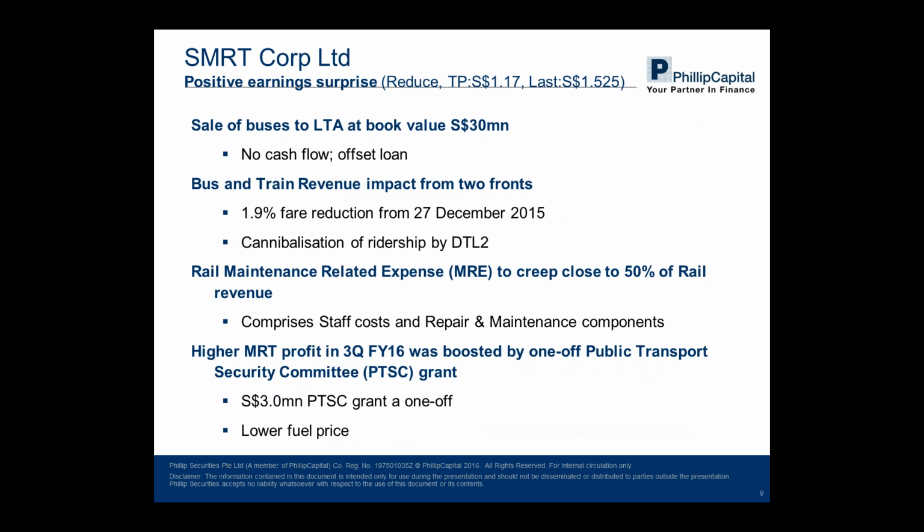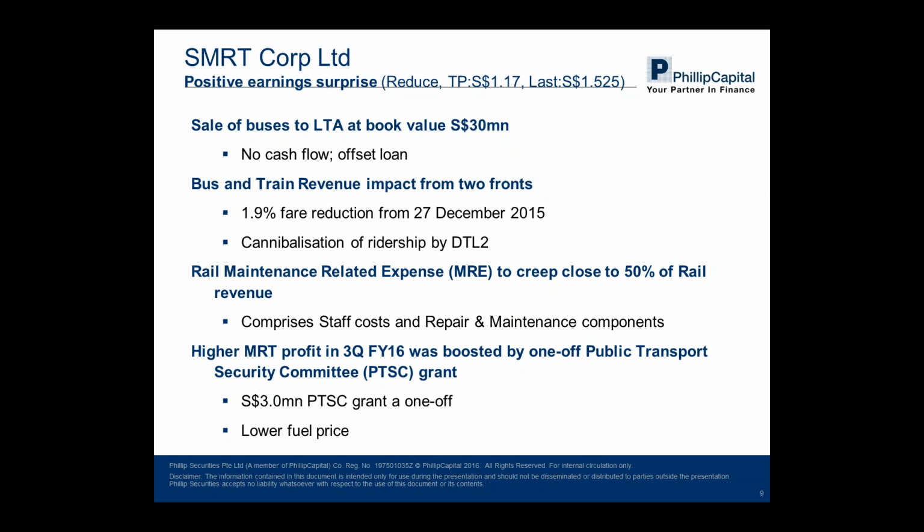Okay, so some of the bullet points for this SMRT is that they did a sale of buses to LTA in the fourth quarter. They sold about 110 buses, and this was at book value of 30 million. There will be no cash flow impact, as the government had given them a loan to purchase the buses, and so the sale of the buses, the loans will be repaid and offset. So it will be cash flow neutral as well as balance sheet neutral.